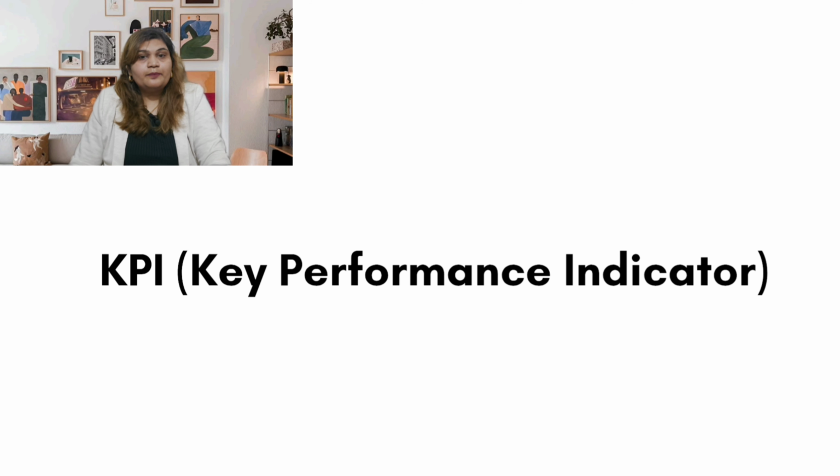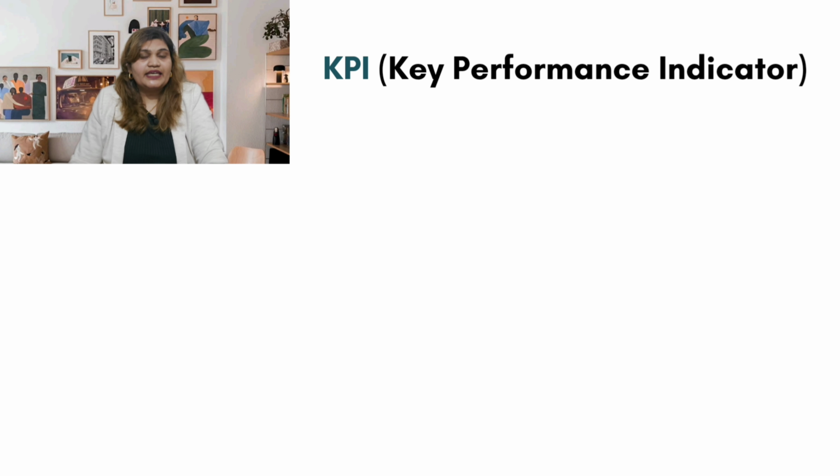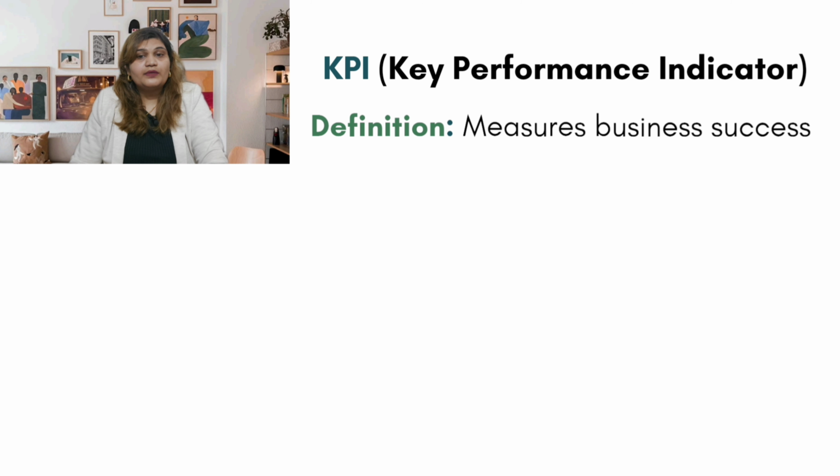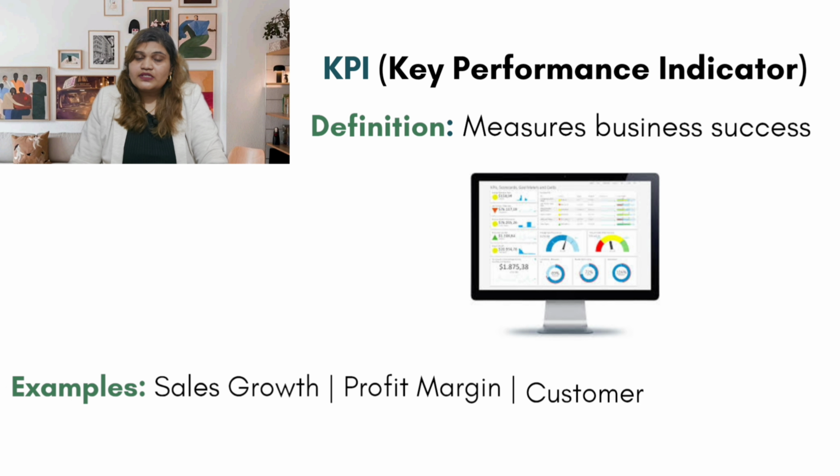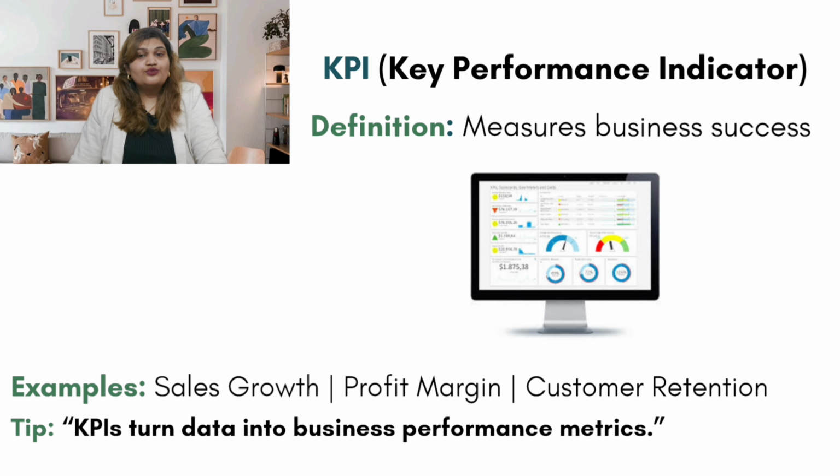KPI, Key Performance Indicator. A KPI is a quantifiable metric that measures how well an organization is achieving its objectives. Examples include sales growth, customer satisfaction score, or profit margin. As a data analyst, your role is to track, interpret, and report KPIs to help drive business decisions.